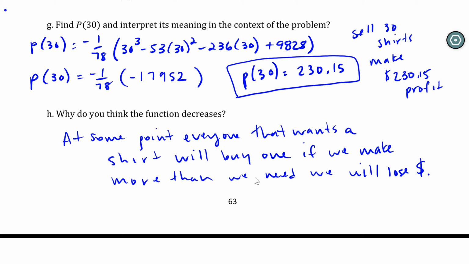Well, at some point, everybody that wants a t-shirt will buy one, and if we make more than we need, you're going to lose money, right? If you make 30 more t-shirts than what you are able to sell, you're going to lose out on the cost of those cutting into your profits.